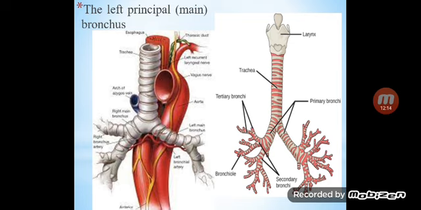This left bronchus, when it enters the hilum, will divide into superior lobar bronchus and inferior lobar bronchus. Okay, there is no epiarterial bronchus on this side. The superior lobar or epiarterial is only on the right side, but on the left side, it will enter the hilum, then divide into superior and inferior lobar bronchus.